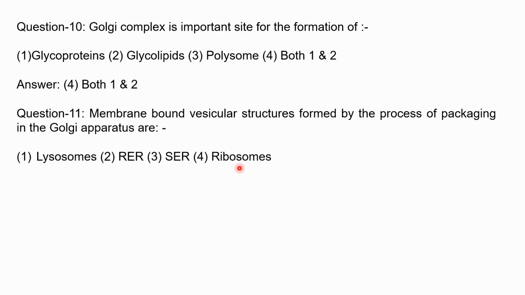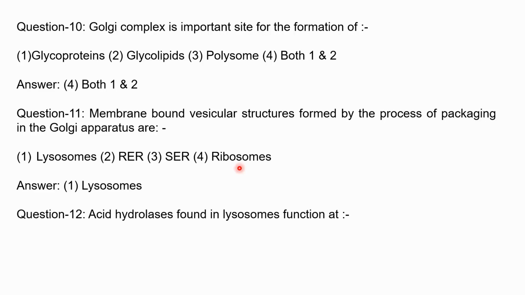So what are those membrane-bound vesicular structures? We studied that lysosomes are the membrane-bound vesicular structures that are formed by the process of packaging in the Golgi apparatus. These lysosomes contain hydrolytic enzymes that are usually active at a lower pH and thereby help in the digestion of various components within the cell.